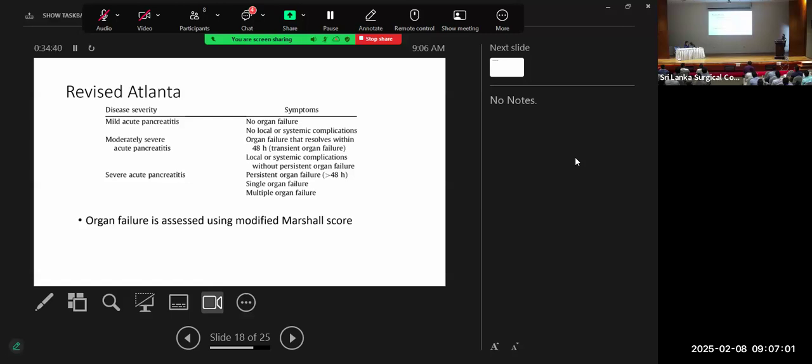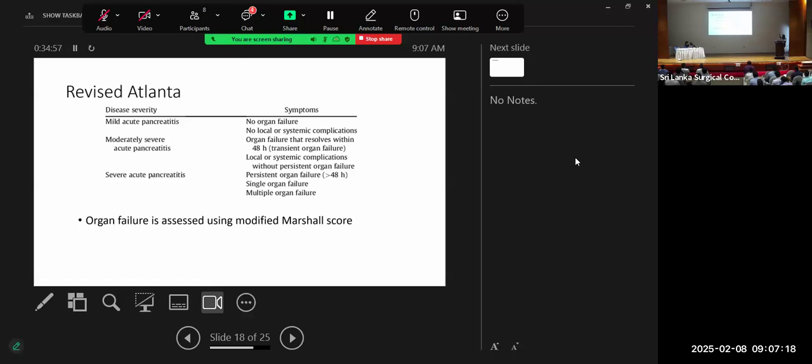PF ratio. So you need only an ABG, a creatinine and a systolic blood pressure measurement. Compared to Ranson's, it's very much less labor intensive. So that is one of the main advantages.